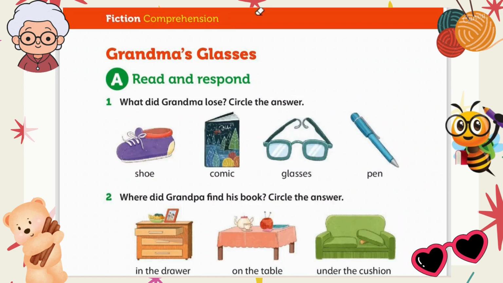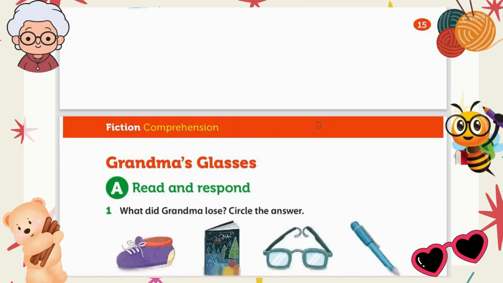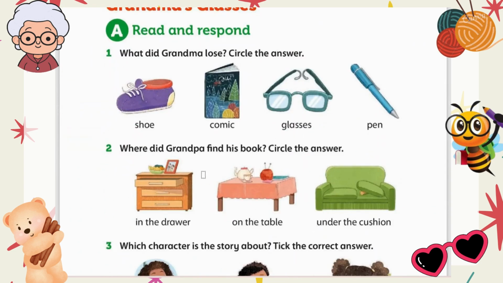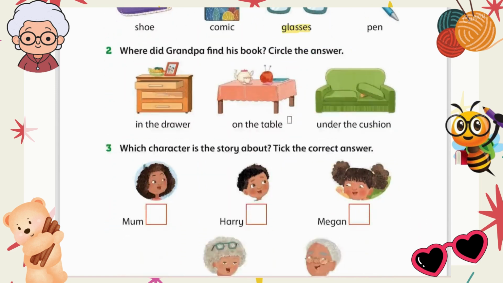The chapter name is Grandma's Glasses and activity A is read and respond. For read and respond, question 1 is: what did Grandma lose? Circle the answer: the shoe, the comic, the glasses or the pen. What do you think Grandma lost? Correct. Grandma lost her glasses. So you just make a circle around the glasses. Grandma lost her glasses and then the story starts.